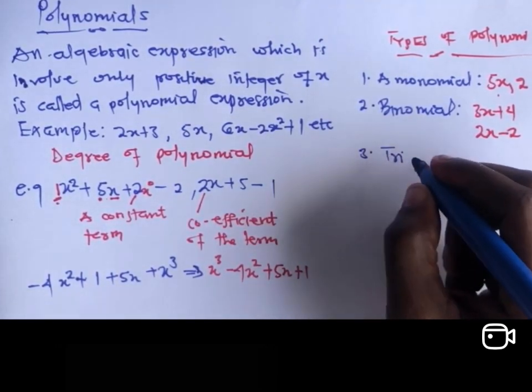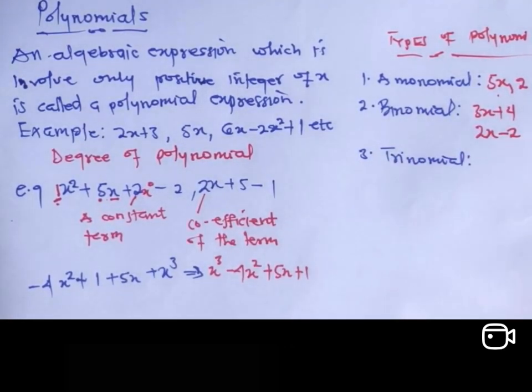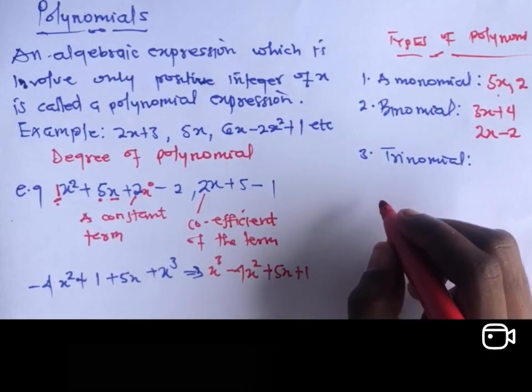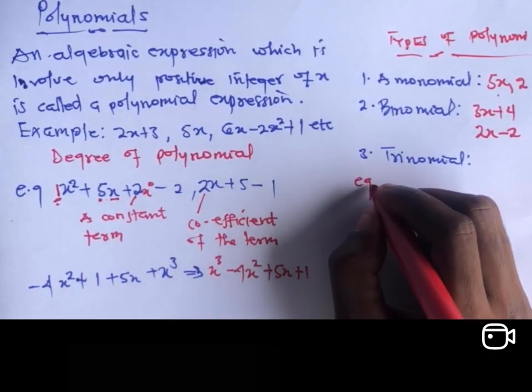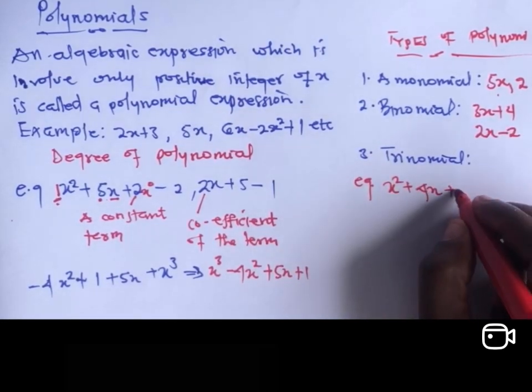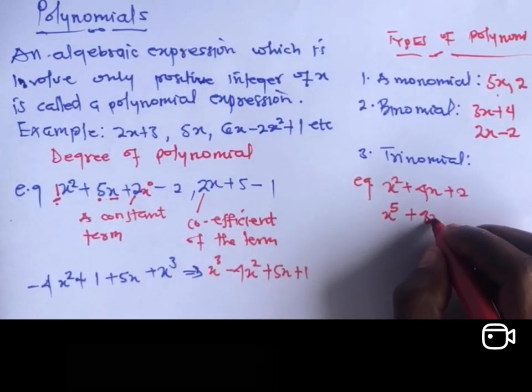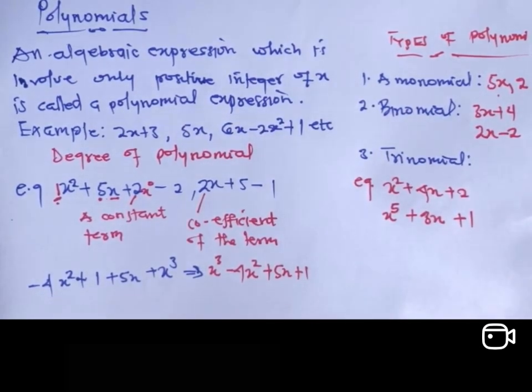Move to number 3. We have a trinomial. I hope you can guess what that means. It means that the polynomial has 3 terms. For example, we have x squared plus 4x minus 2, and we can also have x to the power 5 plus 3x plus 1. All these are examples of types of polynomials.